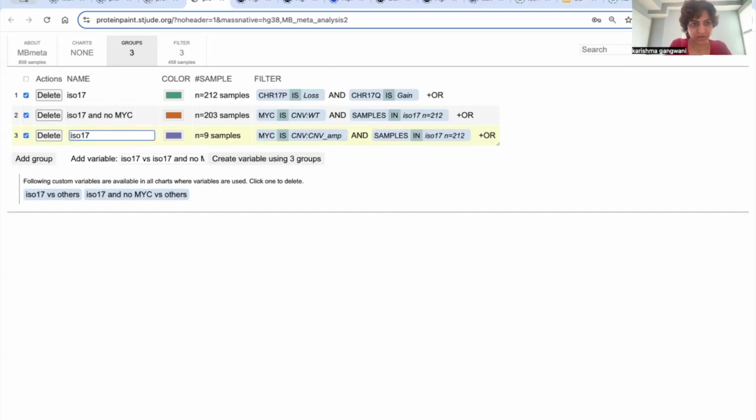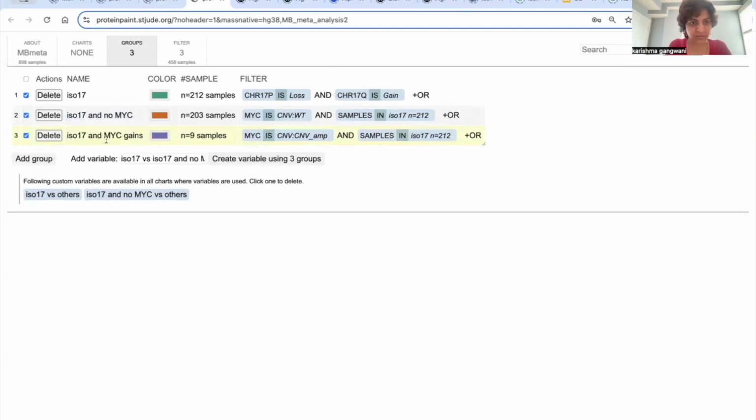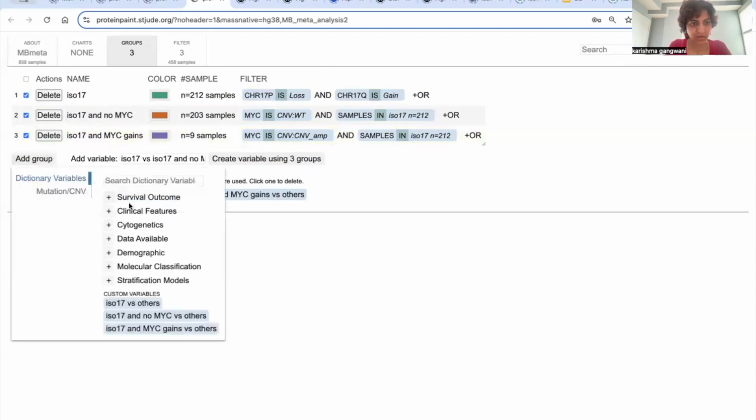chromosomal status. So ISO 17 and MYC amplification or MYC gains. Let's call it MYC gains. It's shorter and easier. So deselect 1 and 2, and then create a group. And now, what do you think the last group should be?